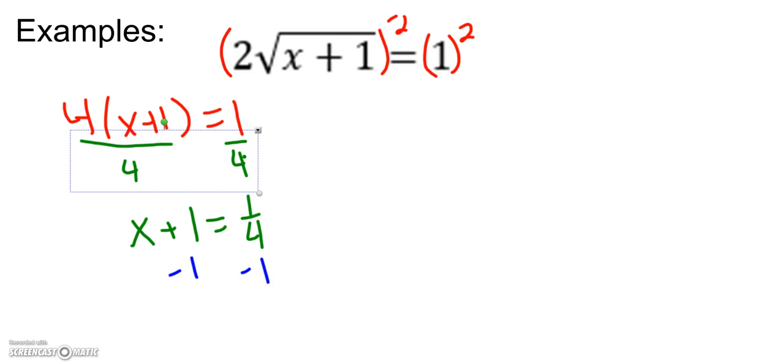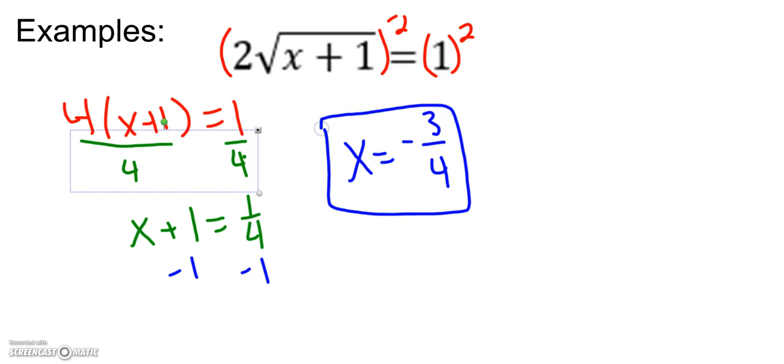Now the last thing I need to do is subtract 1. And if you don't know, 1 is the same thing as 4 over 4. So I'm going to take 1/4 and subtract 4 over 4. So 1 minus 4 is 3, or negative 3, sorry. So x is equal to negative 3 over 4.